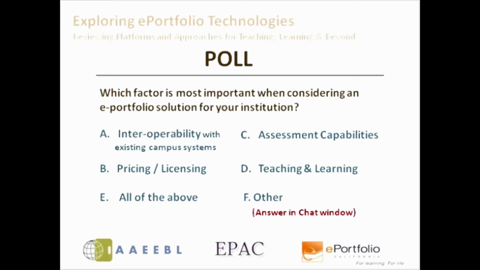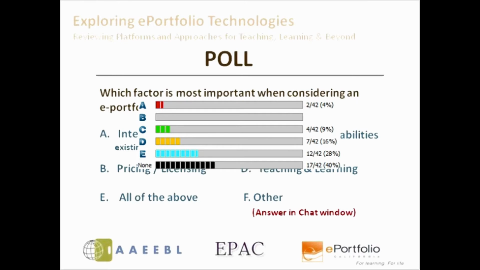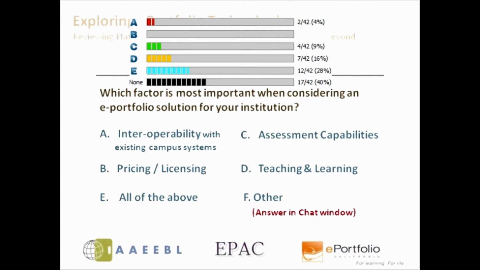So first, let's get to this poll. As you can see, we only have five choices, A, B, C, D, and E, in the participants window in the upper left. But if you did have another answer, you could put that in the chat window. Let me read aloud this poll question. Which factor is most important when considering an ePortfolio solution for your institution? A, interoperability with other systems. B, pricing and licensing. C, assessment capabilities. D, teaching and learning. And E, all of the above. We'd love to hear some other answers too. I'm going to publish the results. Those are our results at this time.